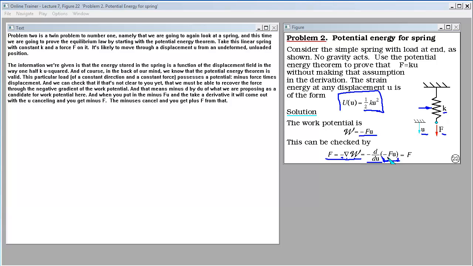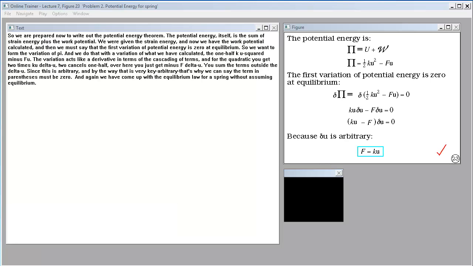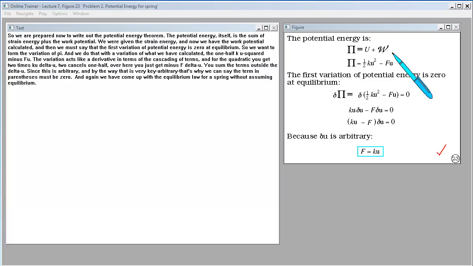When you put in the minus fu and you take a derivative, the u cancels, and you get minus f. The minuses cancel and you get plus f from that. So we are prepared now to write out the potential energy theorem. The potential energy itself is the sum of strain energy plus the work potential. We were given the strain energy, and now we have the work potential calculated. And then we must say that the first variation of potential energy is 0 at equilibrium.